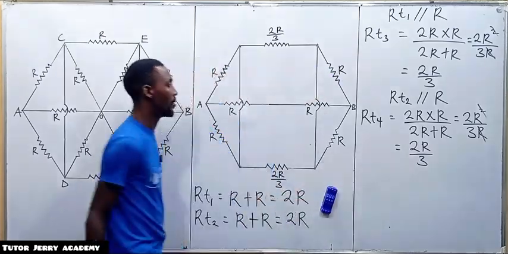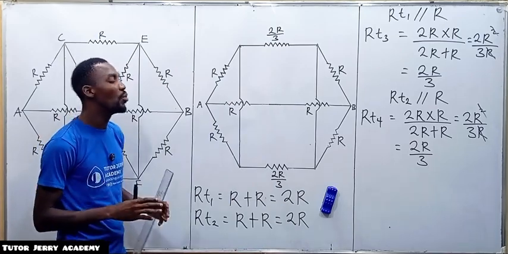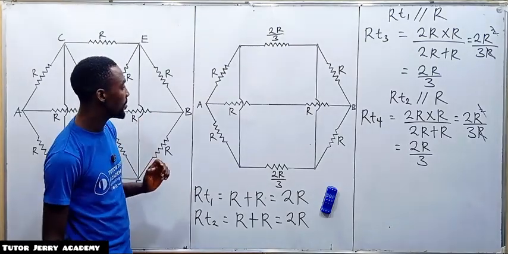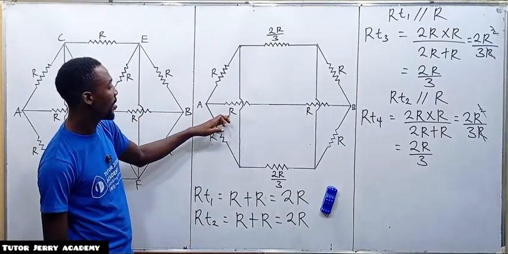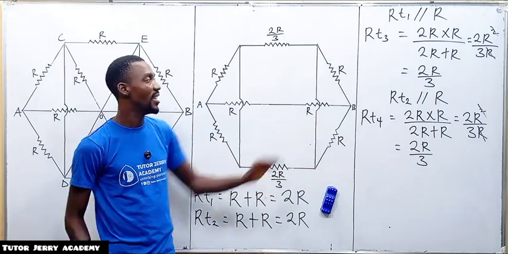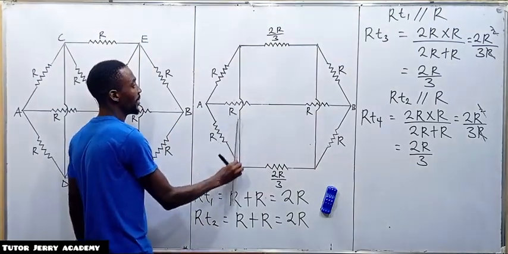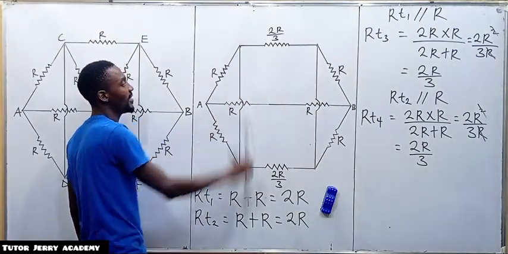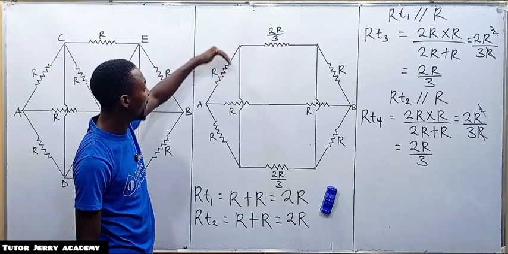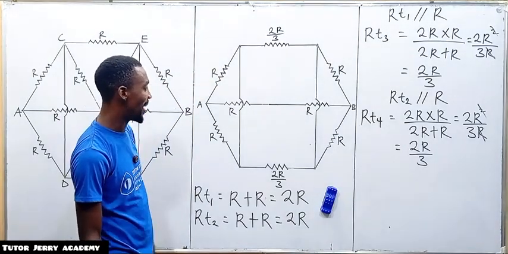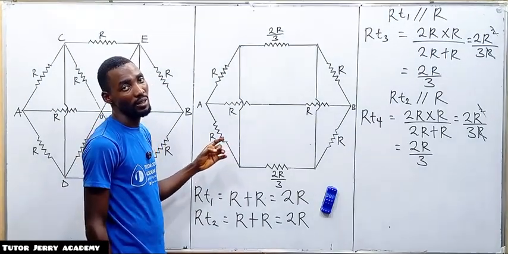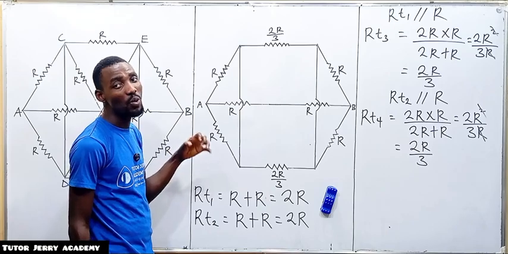All right, so that's it. Now again, if we look at this diagram carefully, you are going to observe that this R here and this R, they are in series. Mind you, this wire is a short circuit because it's an ideal wire, and an ideal wire is a wire that has no resistor, or that has little or no resistor.